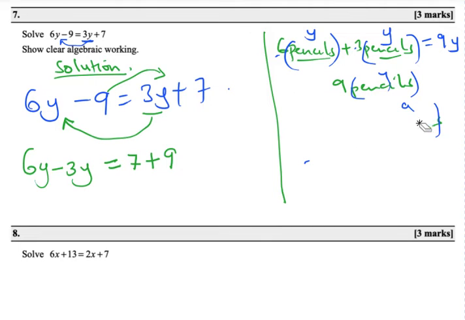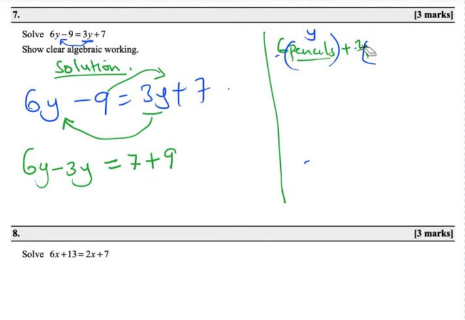I'll erase this. It was just part of the explanation. Coming back here, thinking about pencils and pencils, 6 minus 3, we get 3. So 6 pencils minus 3 pencils, we get 3 pencils. So we just put the y there. And then 7 plus 9 is, I think, 16.